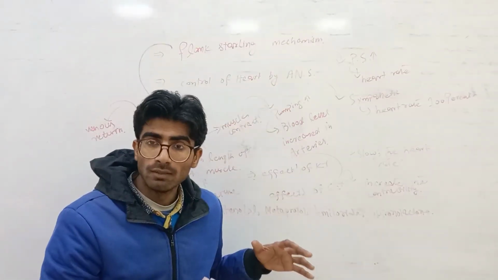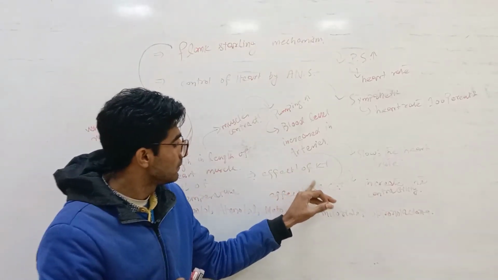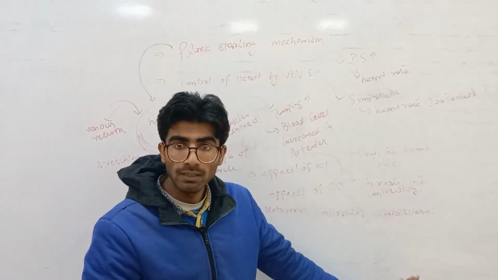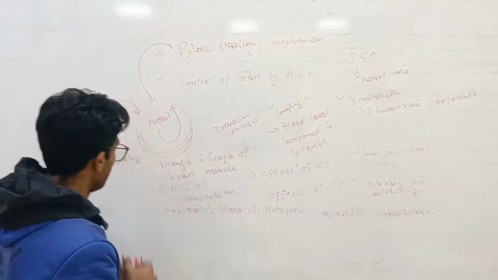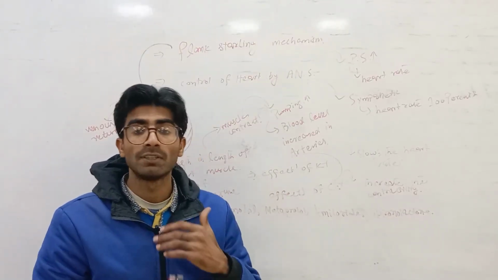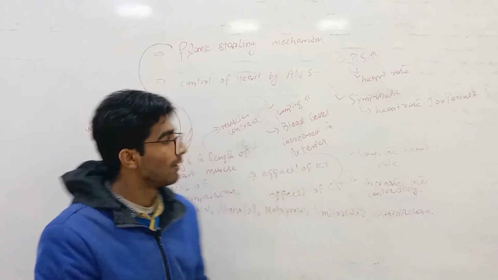Several ions in the body affect cardiac output. Potassium slows the heart rate, calcium increases the contractility and heart rate. If the temperature of the body increases, fever occurs and heart rate increases. If the temperature of the body decreases, heart rate decreases. So this is the information for you guys.